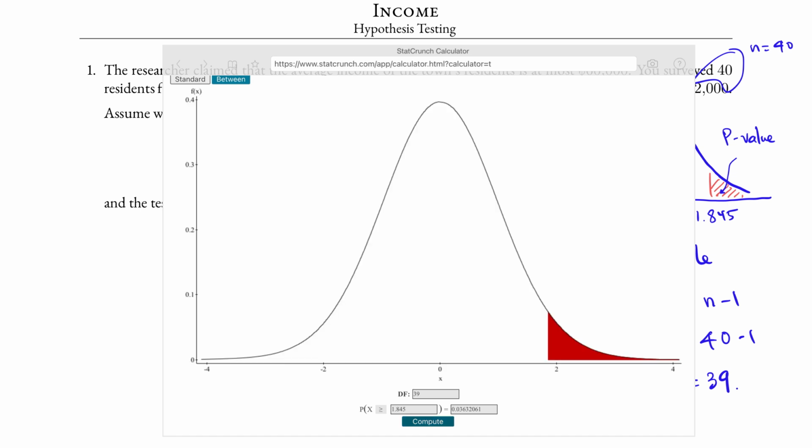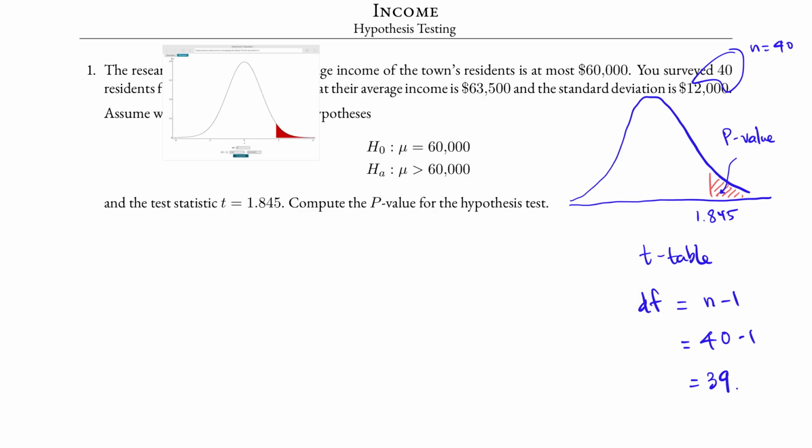We hit compute and the calculator gives us the corresponding probability, which is the area on the right-hand side of the test statistic t. And that area, that probability, that p-value is 0.0363. And we conclude that the corresponding p-value for t greater than 1.845 is 0.0363. In the t calculator, they use x, but this is the t-distribution.